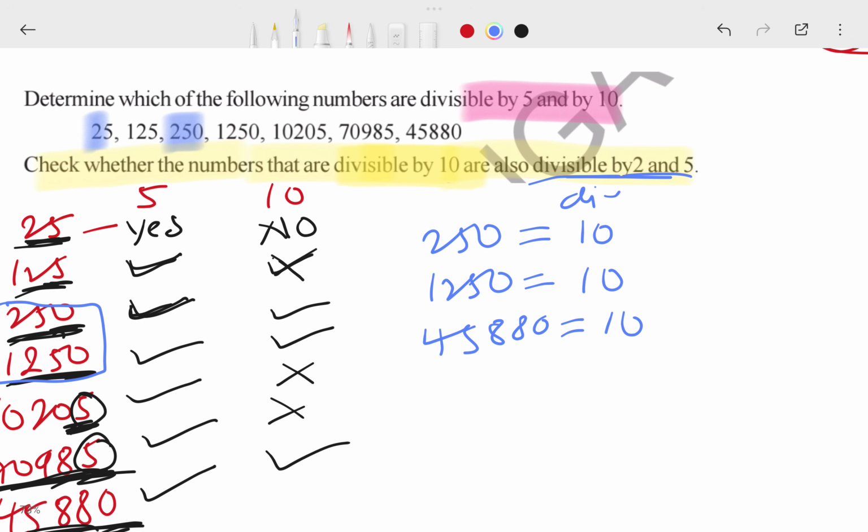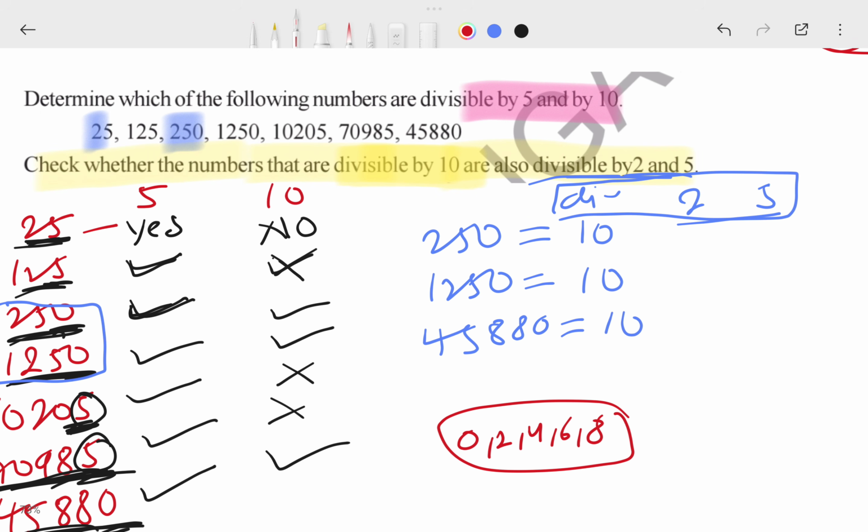So you have to find whether this is divisible by 2 or this is divisible by 5 or not, okay? You have to check whether these are divisible by 2 or not. Now let's check the divisibility rule of 2. If the end of the number is 0, 2, 4, 6 or 8, then this number is going to be divisible by 2.